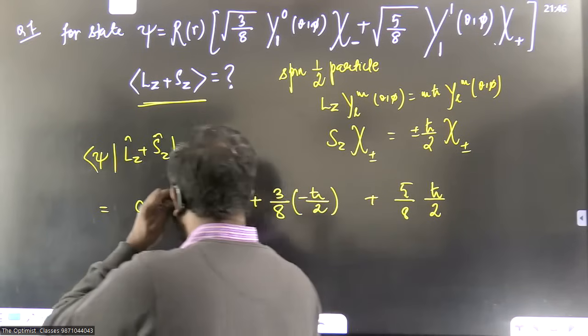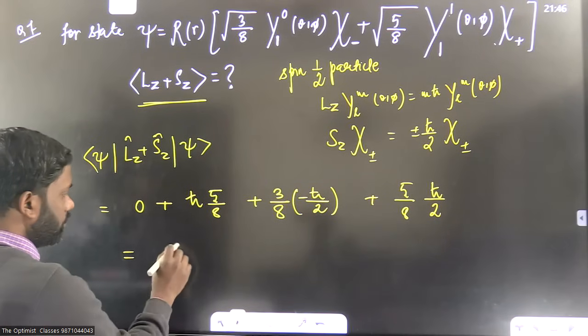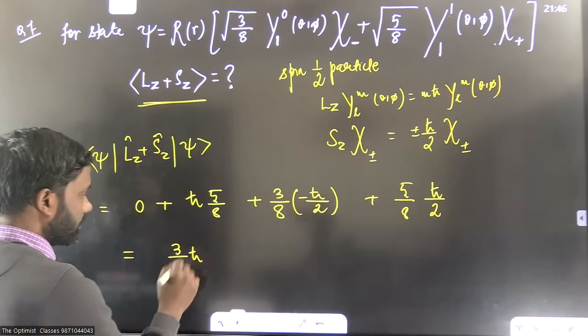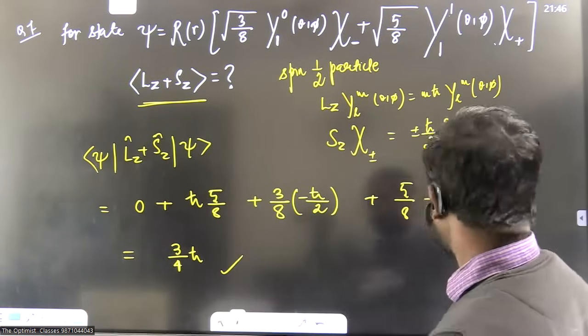All right, so now you can just calculate this. If you calculate it, you will get perhaps 3 by 4 h bar. Okay, you can check it. This is what you are going to get.